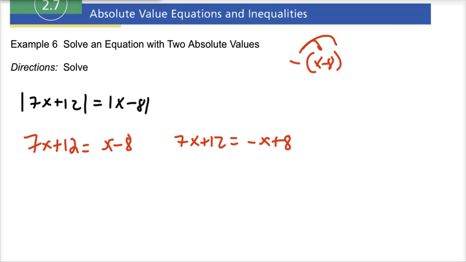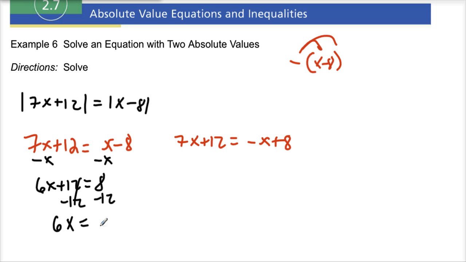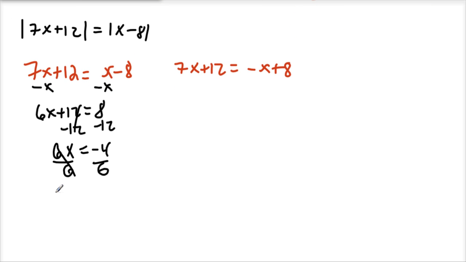All right, so now we can go ahead and just solve for x. I'm going to move this x over here, so I'll subtract x, and I'll get 6x plus 12 equals 8. Then I'll subtract 12, so 6x equals negative 4. And then we'll divide by 6, and we get x equals, so we divide top and bottom by 2, negative 2/3.